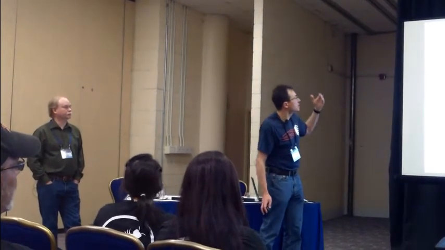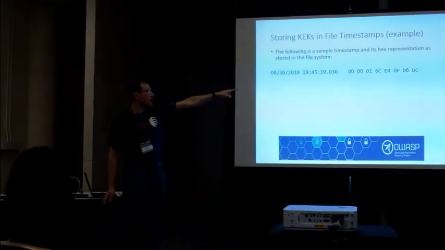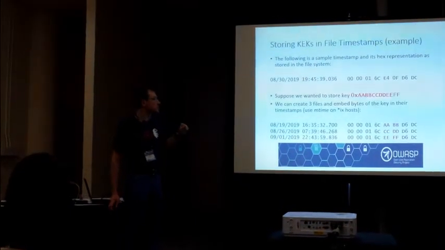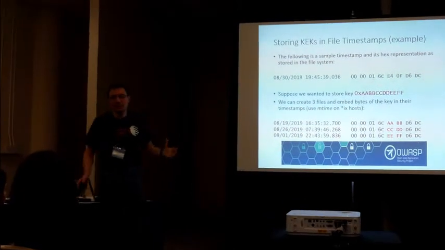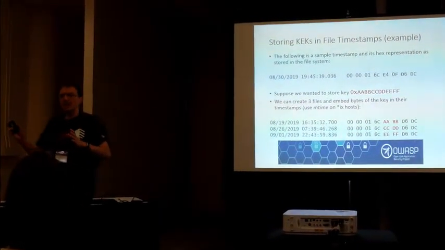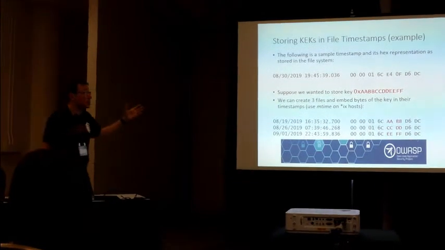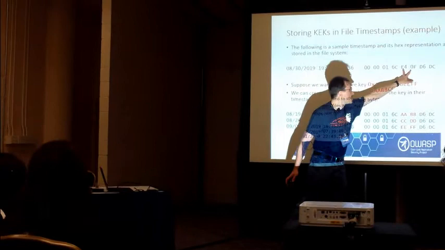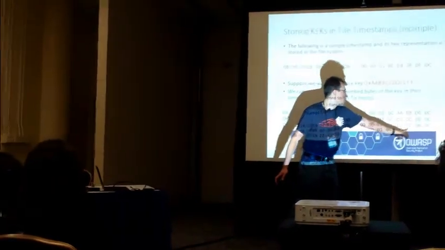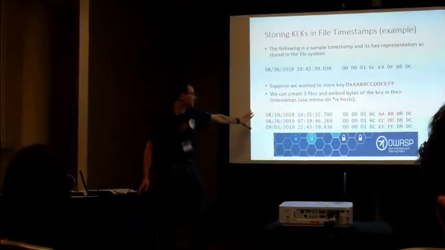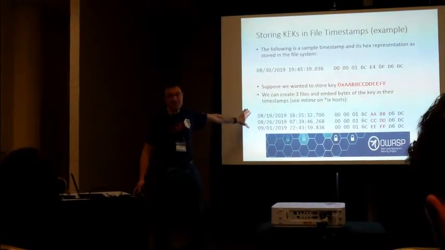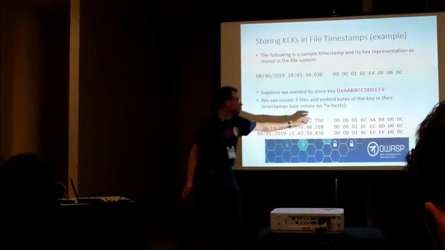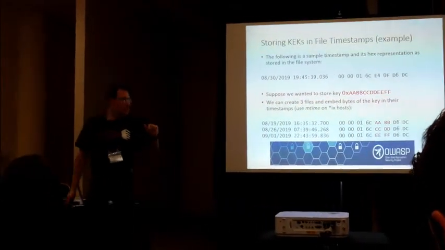So here's an example. Let's say you have a file on the system that has the timestamp 30th of August, and this is what it looks like in hex. It's a modification timestamp. If we wanted to store a key, let's say for simplicity's sake, 6 bytes in size, we can create 3 files, take 2 bytes, and write the bytes in the timestamp with our values. And as you can see, the timestamps still remain kind of sane, but we have now stored little bits of data in the timestamps of files.